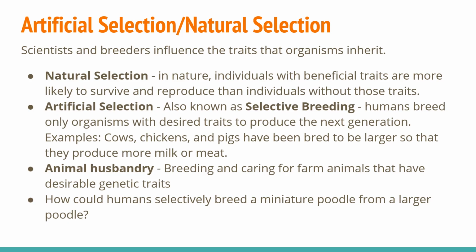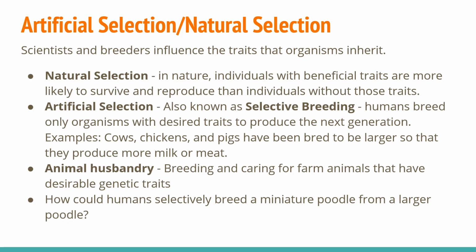So what's animal husbandry? That is the breeding and caring for farm animals that have desirable genetic traits. Animal husbandry is also used in places like zoos, where they're trying to increase or repopulate certain species that are doing not so well in the world because of changes. But most often, farm animals are where you see it.